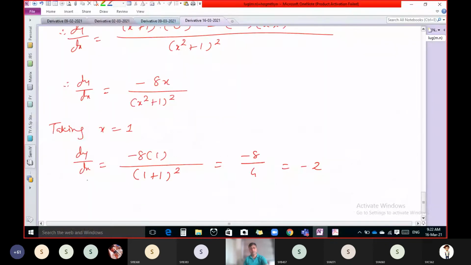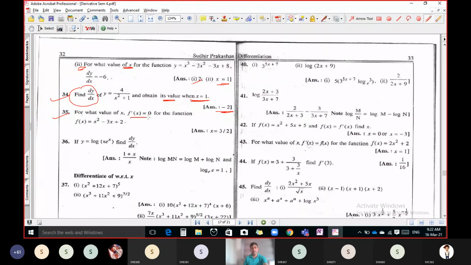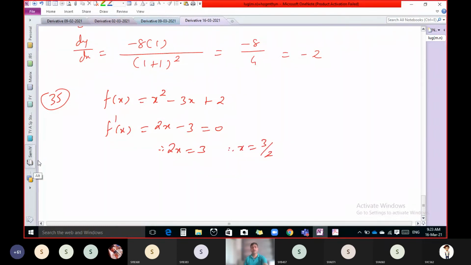So minus 2 is the value of dy by dx when x equal to 1. See question number 35. For what value of x is f dash x equal to 0? You have to find the value of x, where f of x is x square minus 3x plus 2. Very simple question. First of all, find the derivative: 2x minus 3. This equal to 0 is given, so you will get the value of x. Very simple: 3 by 2.